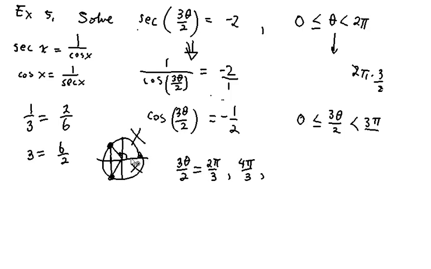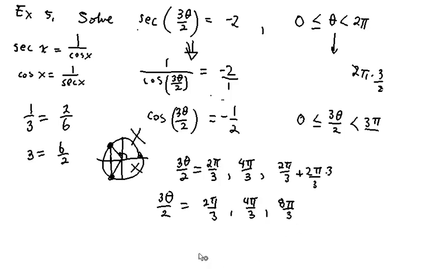So I actually have one more half revolution to make, right? Because that's 3 pi. So my third one would be this plus 2 pi, because that'd be one revolution. That'd be 2 pi over 3 plus 2 pi. Okay, so let's see what this turns out to be. Well, 3 theta over 2 is equal to 2 pi thirds, 4 pi thirds, and this would be 3 over 3, that would be 6 plus 2, that would be 8 pi over 3.